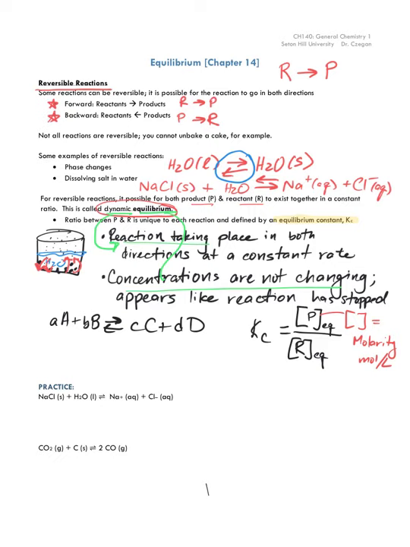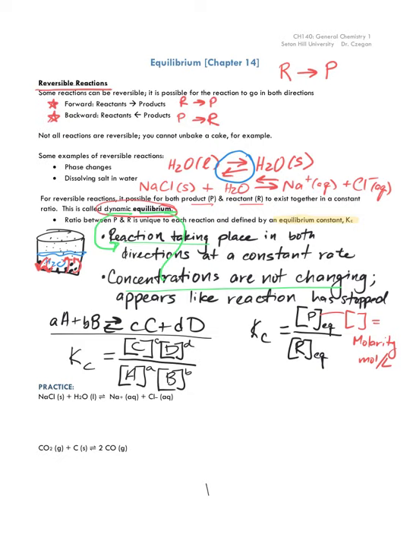So we're going to use our generic equation here to set something up. So the Kc will be equal to the concentration of our products, which are C and D. So the concentration of C raised to the coefficient, the lowercase c, times the concentration of D raised to the coefficient. And then our reactants will be on the bottom, A, the concentration of A raised to the coefficient, and the concentration of B raised to the coefficient.